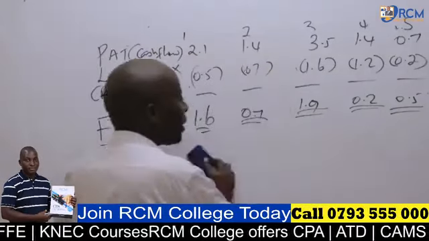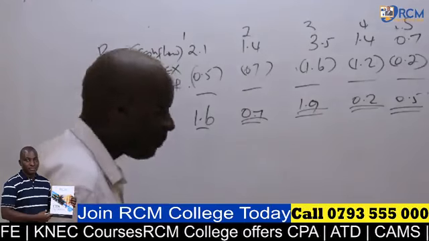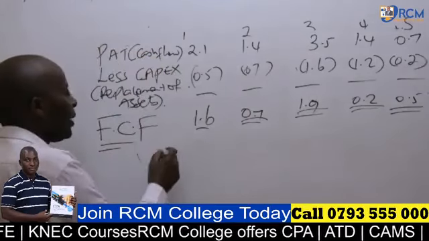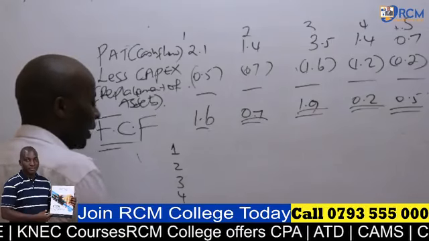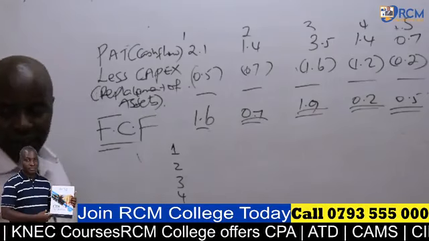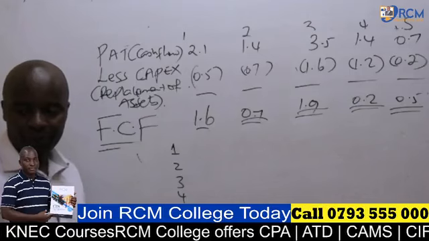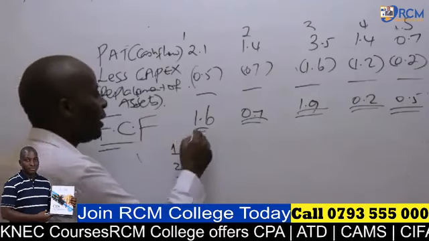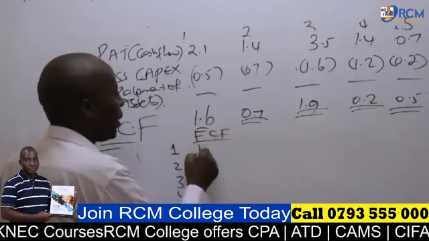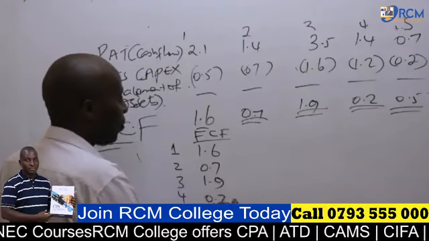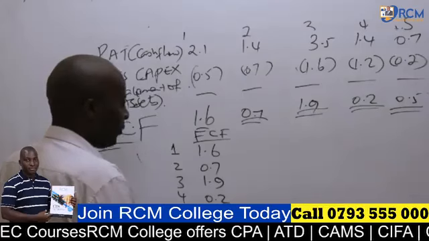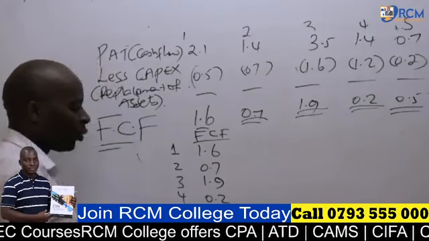Finance AFM is the best subject in CPA for the papers that I teach. So we have 1, 2, 3, 4, 5, and then we have infinity. Don't forget that there is infinity in this question. So the free cash flows are 1.6, 0.7, 1.9, 0.2, 0.5. The infinity cash flow, we have to look for it.